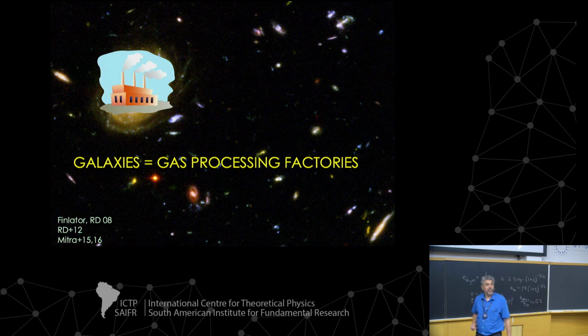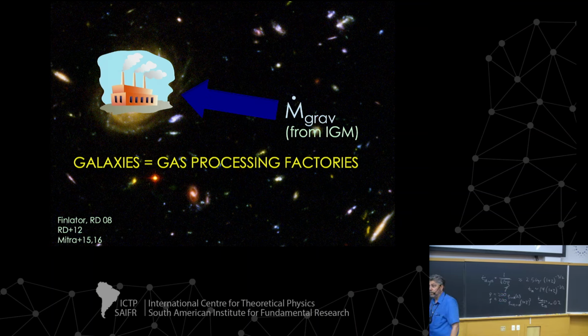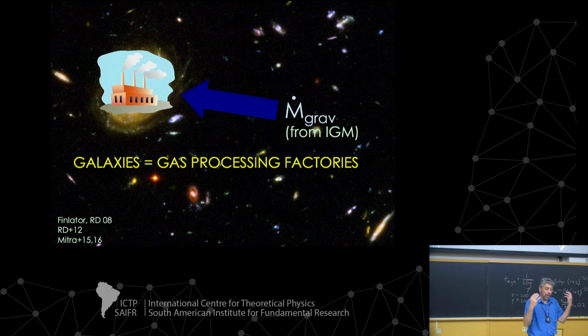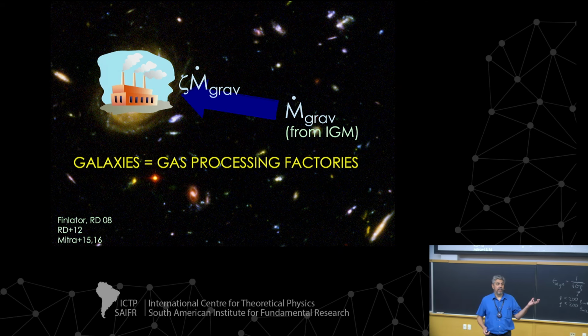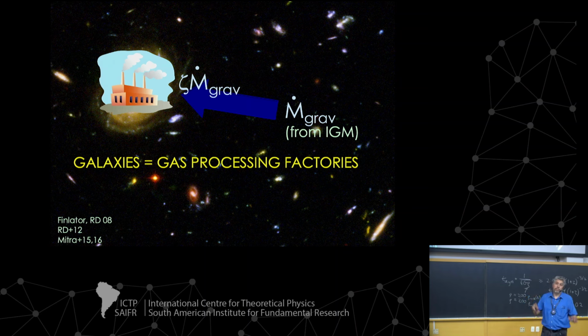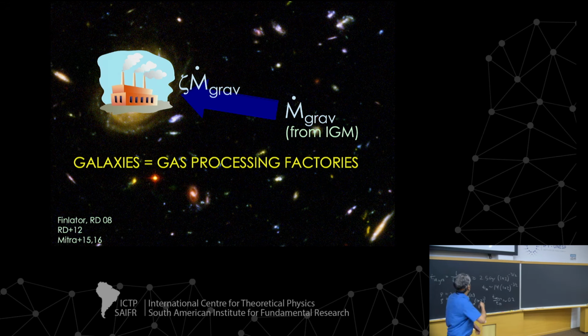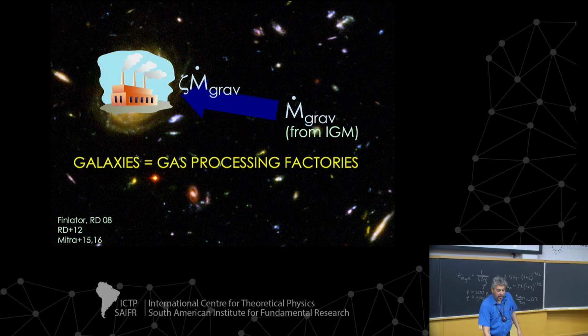So we have our little factory. What is it doing? Well, the job of this factory is to take some inflow. We're going to call this m dot grav, the mass inflow rate into the halo, pulled in by gravity from the intergalactic medium. Now, not all of it makes it down into the galaxy, because some of it can shock heat and stay in a hot halo, depending on the mass of the halo and so on. So let's invent a parameter zeta, which can depend on mass and doesn't have to be a constant. Say that only zeta of it makes it into the factory. The rest of it fell off the truck and got sold to someone's cousin, right? So then we get zeta m dot grav there.